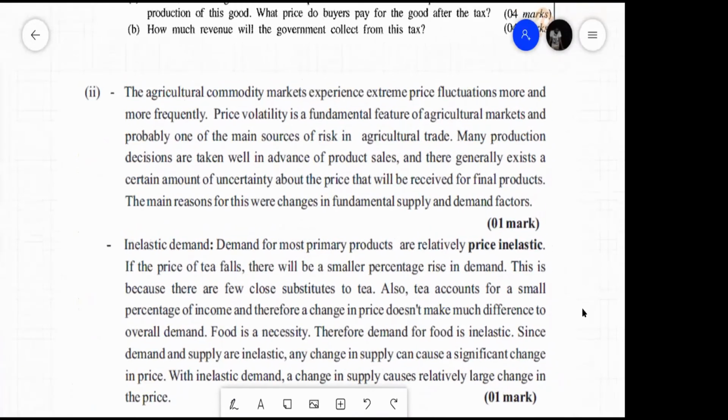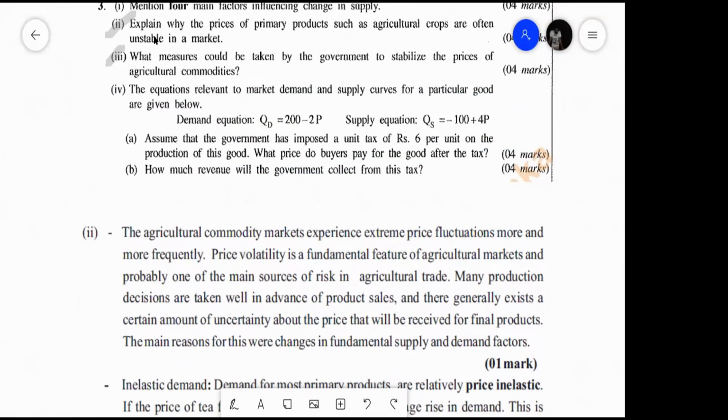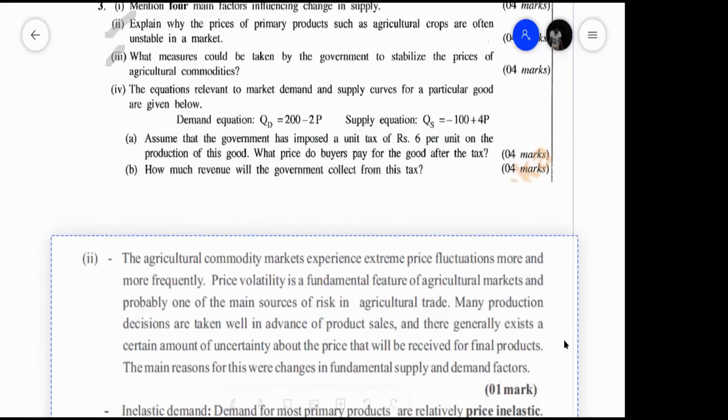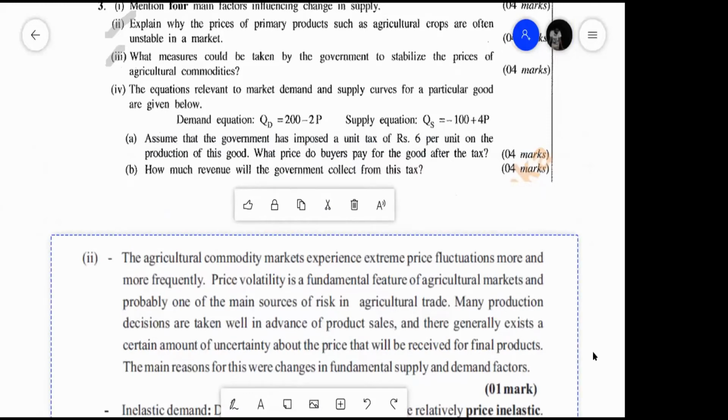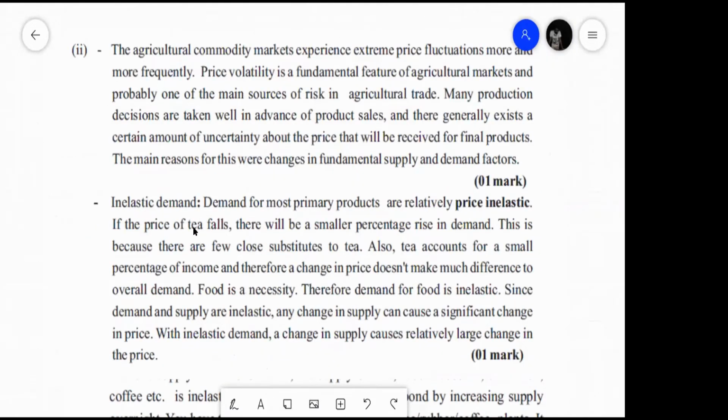So the question is asking you, why are the prices of primary products like agricultural goods always unstable? That means why is it always increasing, decreasing, increasing, decreasing? So what are the reasons why it is increasing, decreasing? So you have certain reasons. One reason they say is because of inelastic demand. Now I'll show you this.